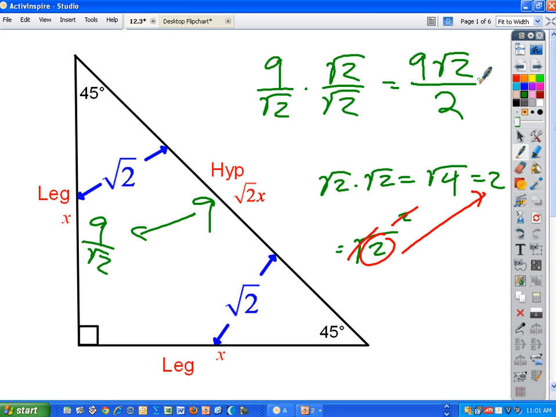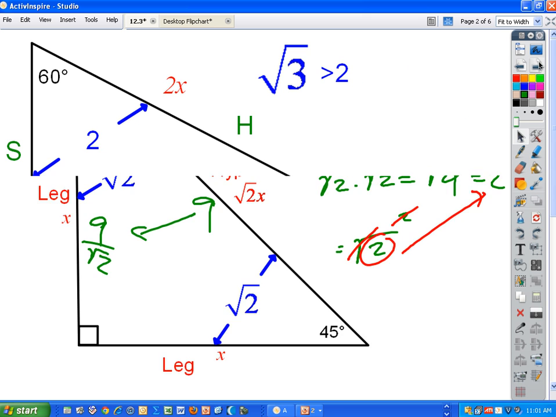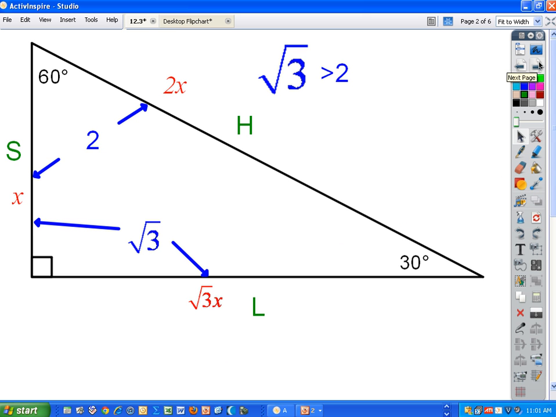All right, what about the other special right triangle? 30, 60, 90. This one's a little more complicated. Not terrible, but a little more complicated. This time, unfortunately, we don't have any congruent sides. They're all different. So we know that it's a right triangle, so the side opposite the right angle is the hypotenuse, of course. And then the other two sides are the legs.